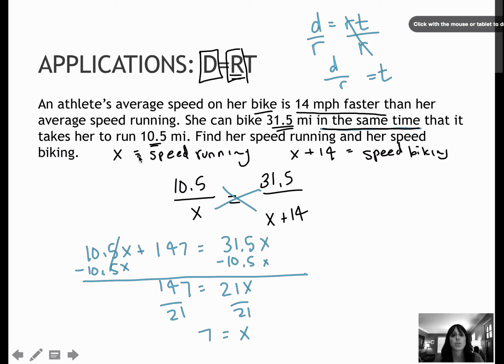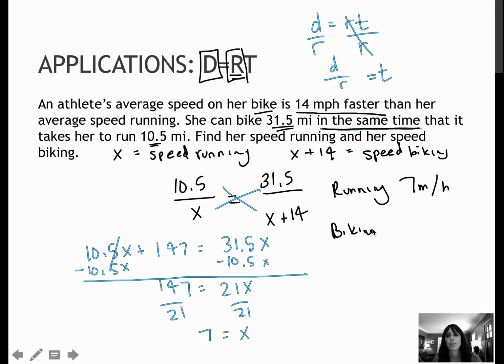x represented her speed running. So her speed running is 7 miles per hour. And her speed biking is 14 more than that, so 21 miles per hour. So her speed running is 7, biking is 21.